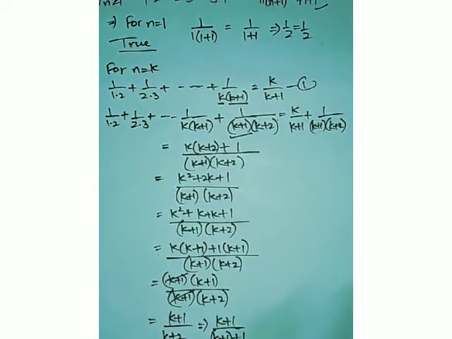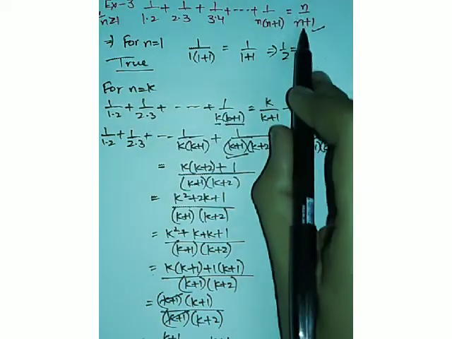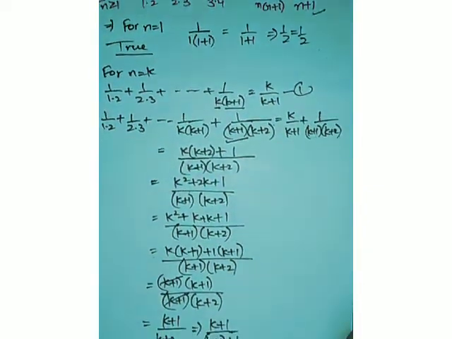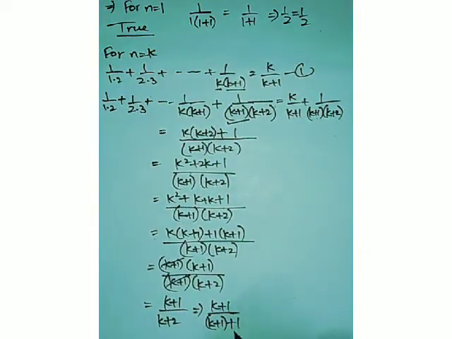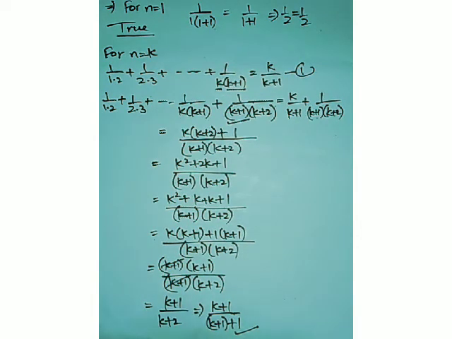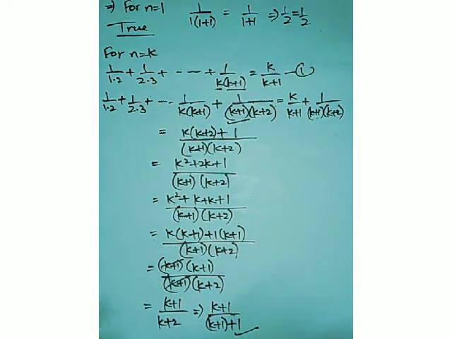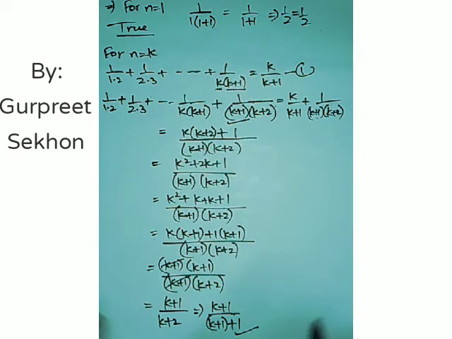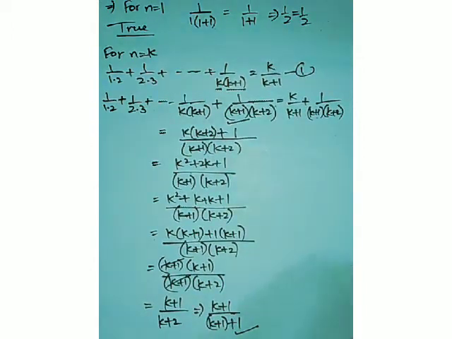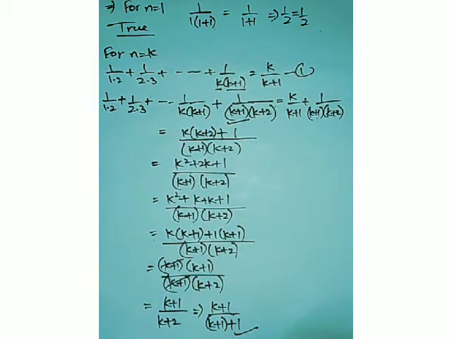We have to fetch k plus 1 upon k plus 1 plus 1, and we have got the same thing, k plus 1 upon k plus 1 plus 1. Now you can write that the result is true for n is equals to k plus 1. That is why the result is true for all positive integers n. This is how you have to proceed with the sums of mathematical induction.